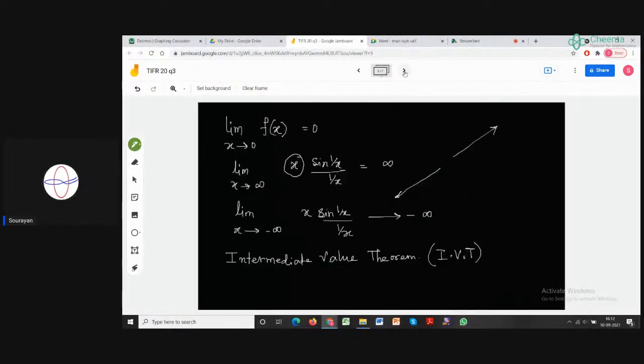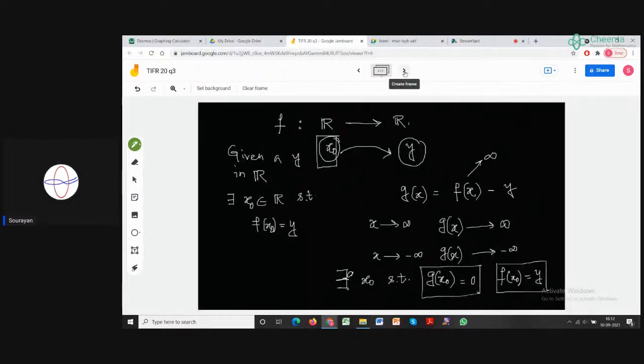So what are the steps? The steps are first to understand how to use the intermediate value theorem properly. It's the only thing that we use.